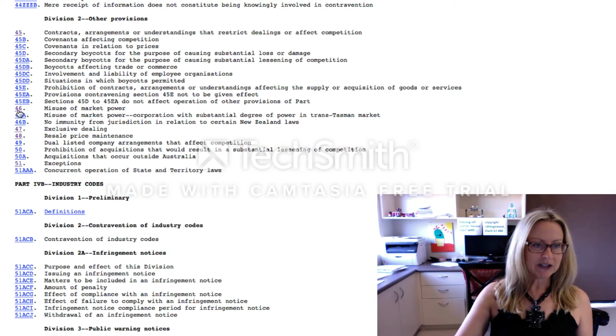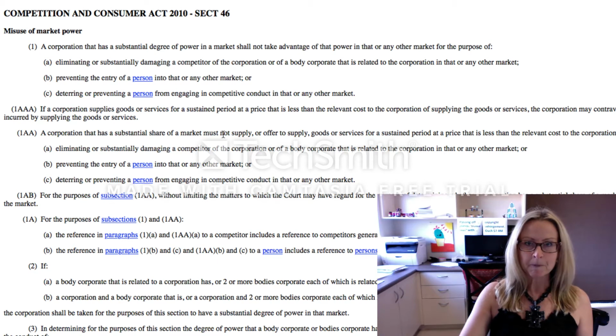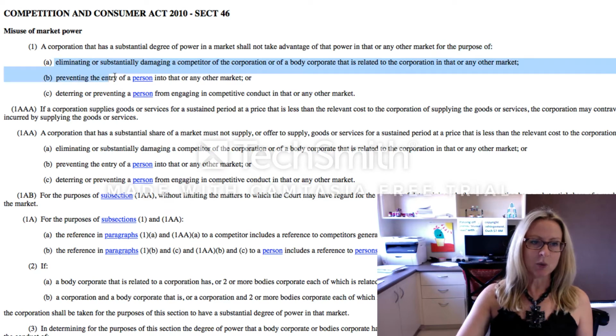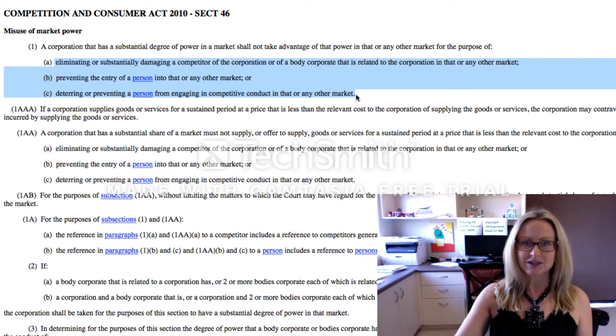The next provision we need to talk about is misuse of market power. This provision has caused a lot of angst in the case law, and particularly the horrid little phrase "take advantage of", and what exactly it means for a corporation to take advantage of its substantial degree of power in a market. It's one thing to have that substantial degree of power. It's another thing to actually take advantage of that power for the purposes of, and here it must be one of these three naughty purposes for it to fall within Section 46.